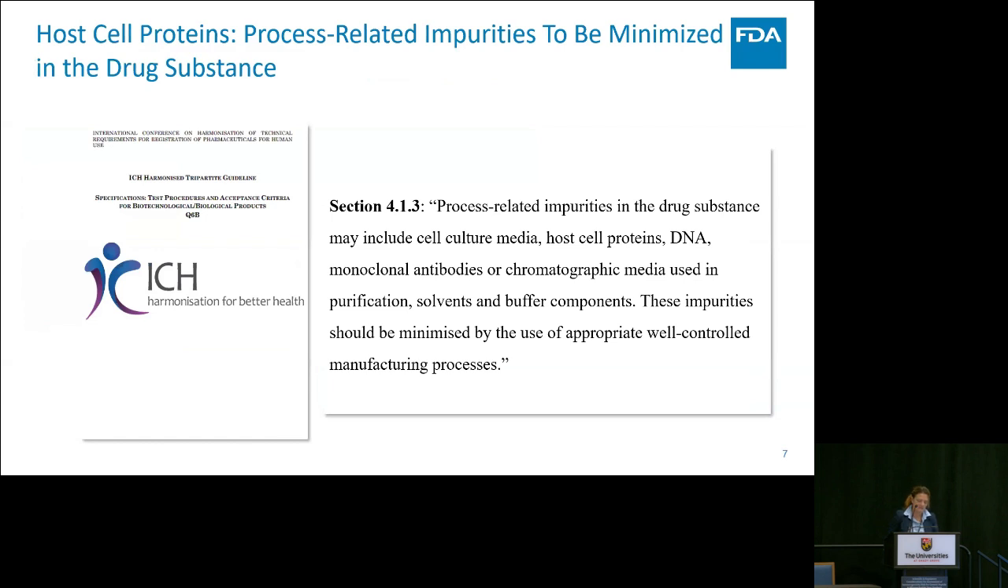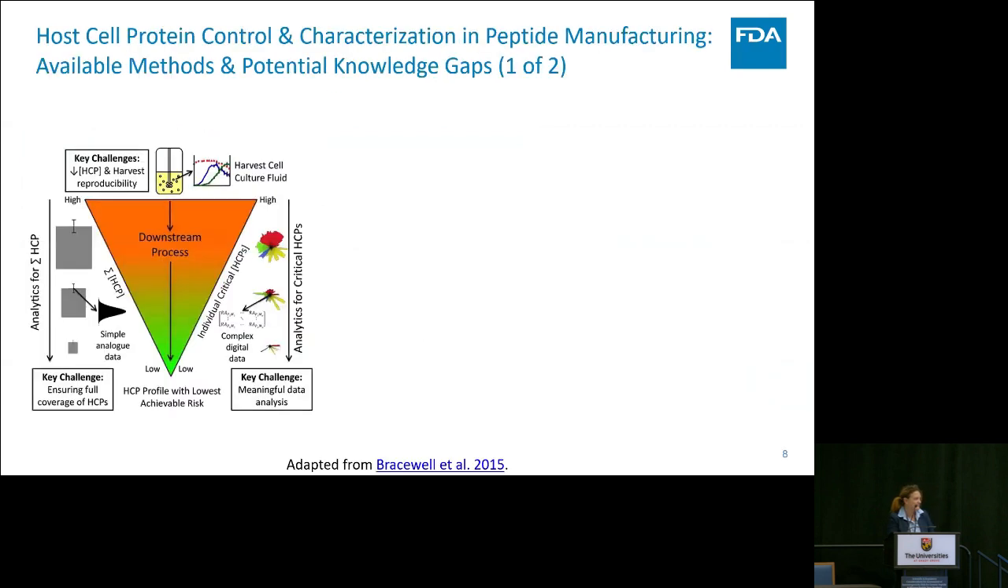The ICH Q6B guideline that lays out test procedures and acceptance criteria for biological products lists host cell proteins as process-related impurities to be minimized by use of an appropriate, well-controlled manufacturing process. So that's about it. There's not much there. So in practice, how have manufacturers dealt with this? I will start by saying that host cell proteins present a few challenges compared to other critical quality attributes.